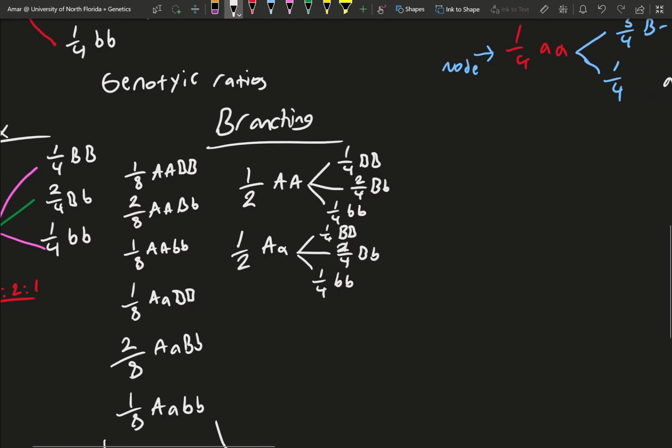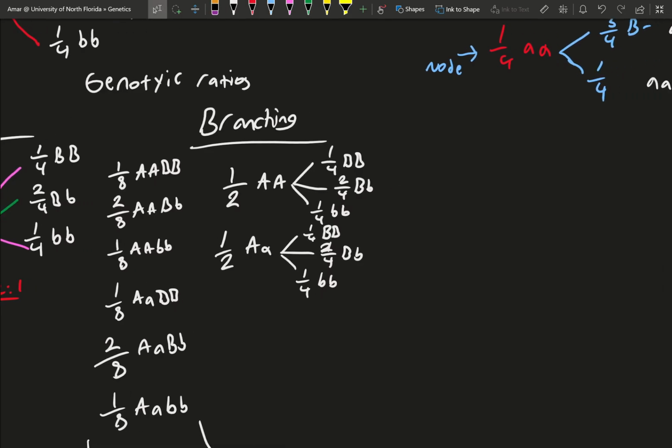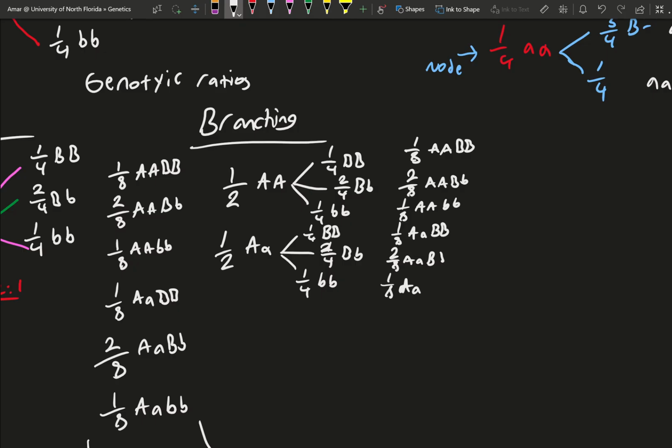So we're going to multiply them across again. So 1/2 times 1/4, you would have a 1/8 chance to get big A, big B. 2/8 to get big A, big B, little b, and then 1/8 big A, little b. Same thing over here. 1/8 chance to get big A, little a, big B. 2/8 chance to get big A, little a, big B, little b. And then 1/8 chance to get big A, little a, little b.